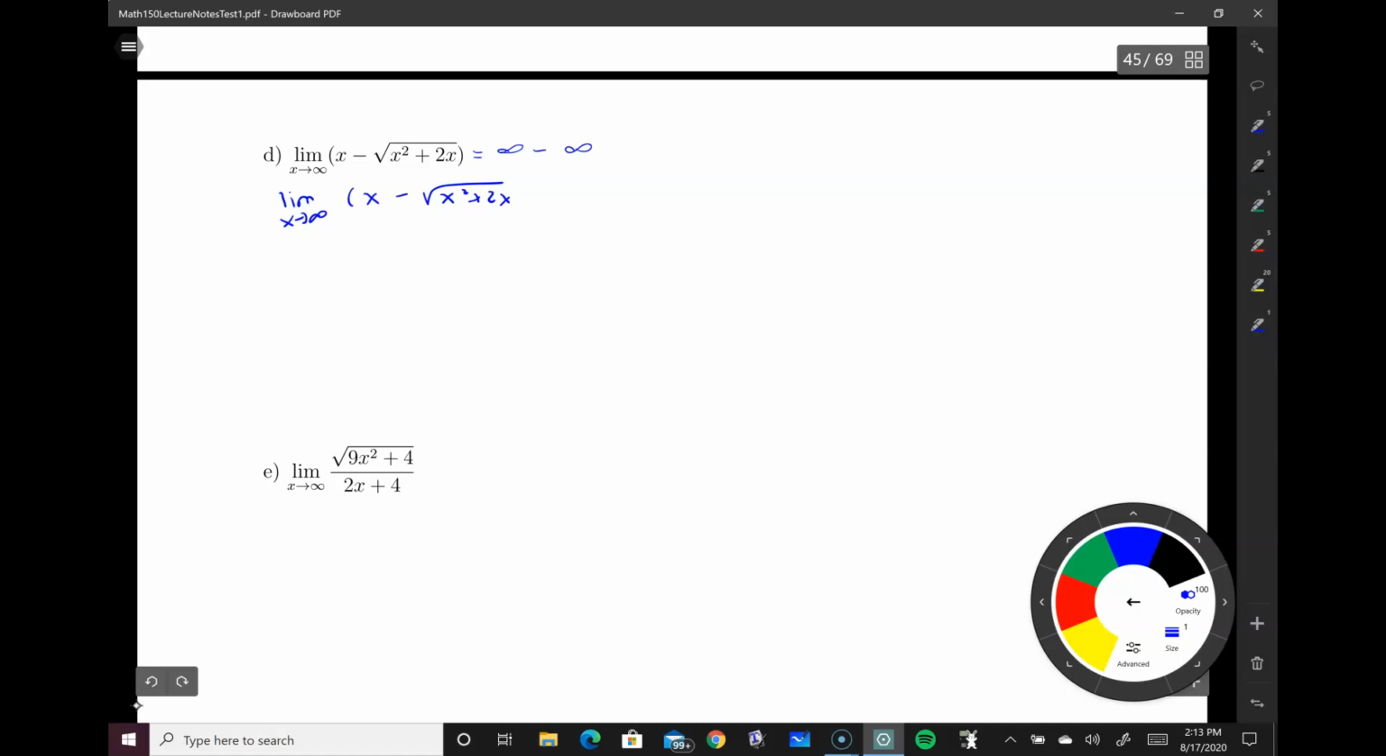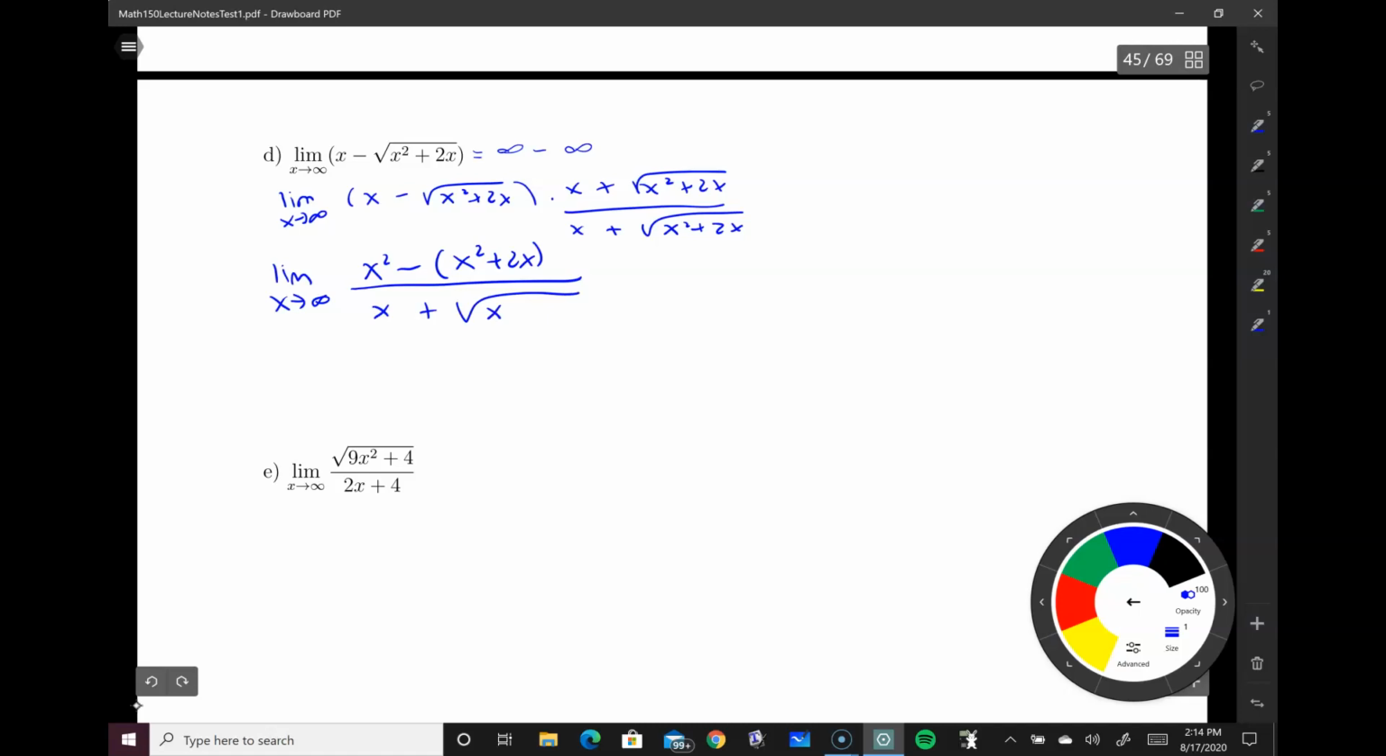So conjugates come up when you need to do algebra, and lots of times they come up when you see radicals. So let's just do it. x plus the square root of x squared plus 2x. Okay, so carrying the limit along every time while we're doing these. So in the numerator, I get x squared minus (x squared plus 2x) all over this. Okay, so I see the x squareds canceling. So I get a negative 2x over x plus the square root of x squared plus 2x.